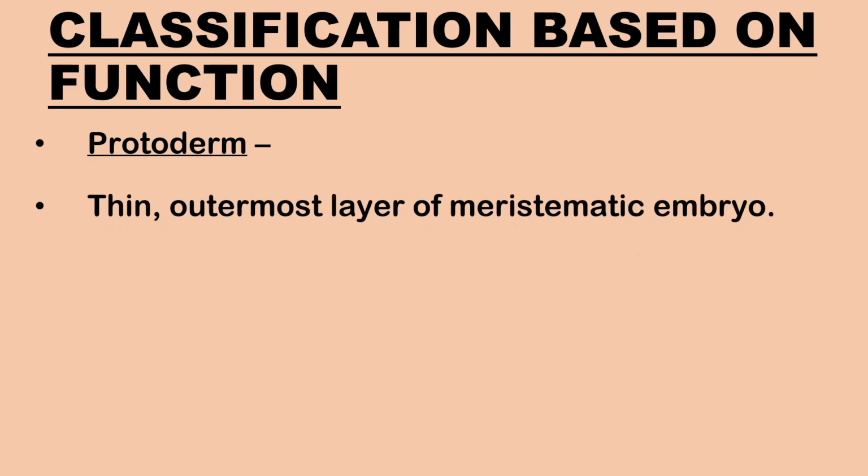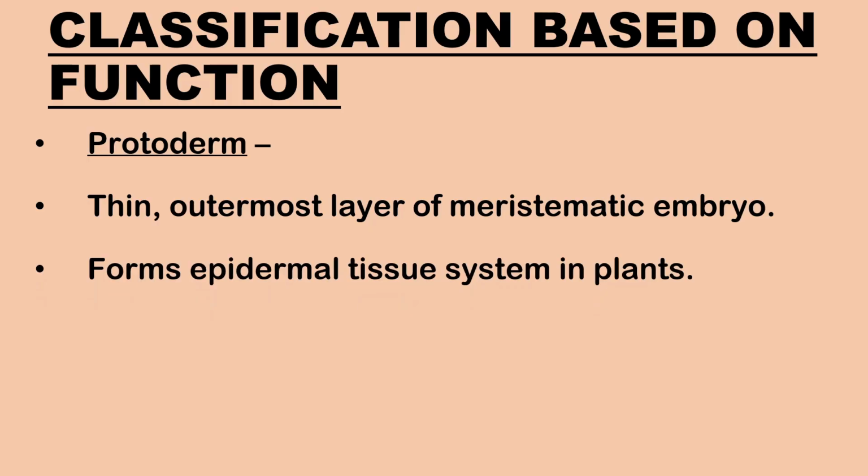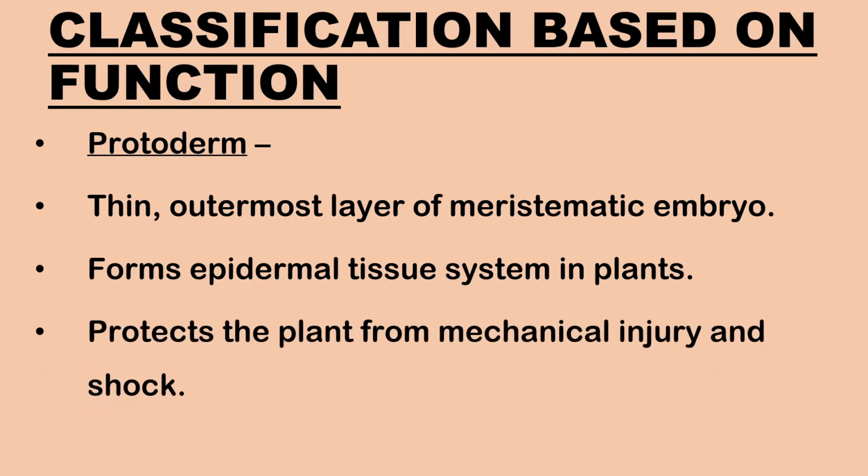Meristems can also be classified based on function. Protoderm is the thin outermost layer of the meristematic embryo. It forms the epidermal tissue system in plants like epidermis, stomata, hairs, etc. It protects the plant from mechanical injury or shock.